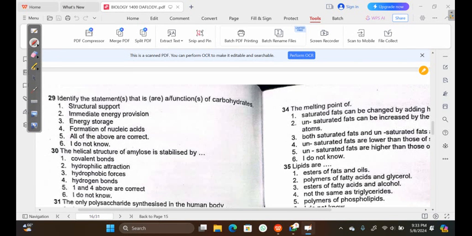So question 5. The last question, guys, is question 30. The helical structure of amylose is stabilized by dash. This is protein, right? No. Carbohydrates. So this is starch, right? So what bonds make it possible for amylose to have a helical structure? Hydrogen bonds.